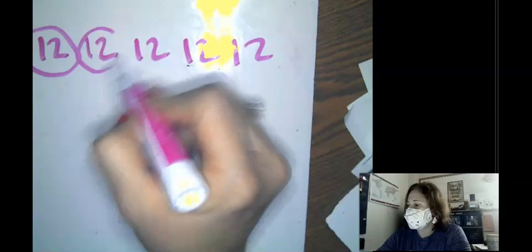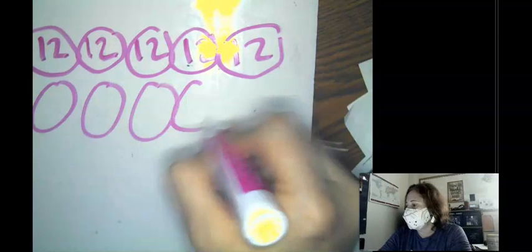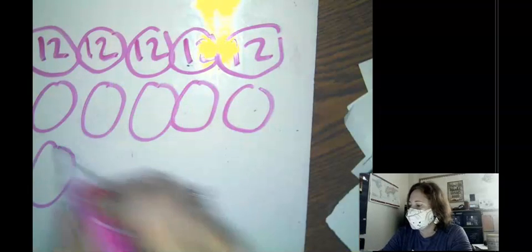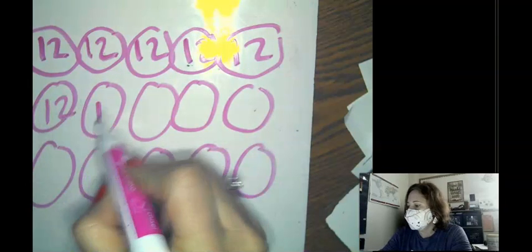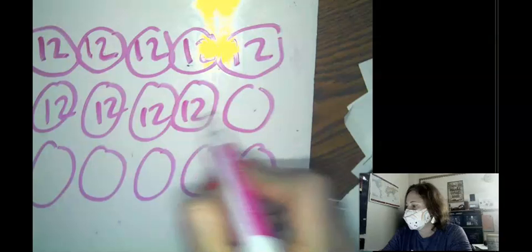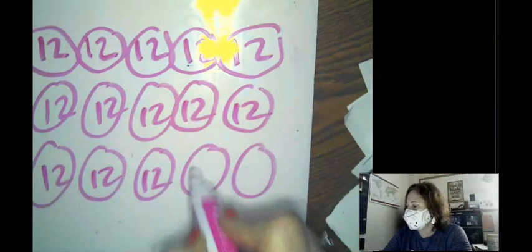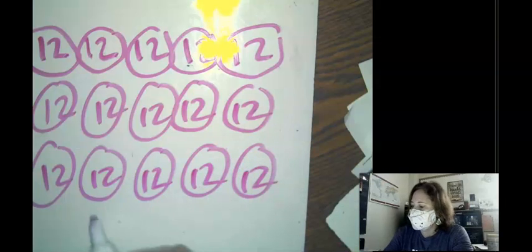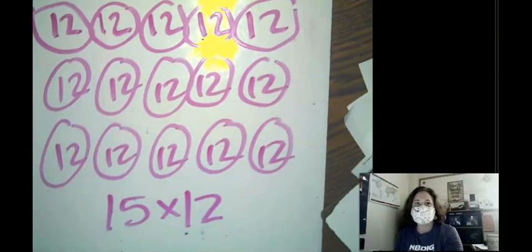Bag, another bag, another bag. We have 15 of these bags, and inside of each of them are 12 cookies. So what am I doing? Multiplying or dividing? Of course I'm multiplying. 15 bags with 12 cookies in each bag. There's your equation: 15 times 12.